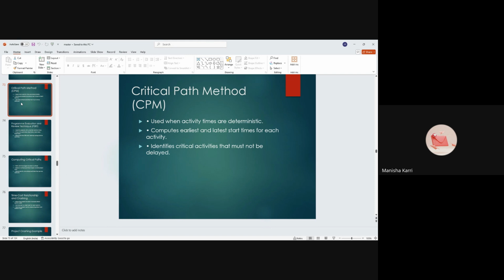Take an example. Imagine you are managing a project to build a small commercial building. Activities include foundation, framing, plumbing, electrical, roofing and finishing. Let's say the framing must be done before plumbing and electrical can start, and both plumbing and electrical must be completed before roofing, isn't it?